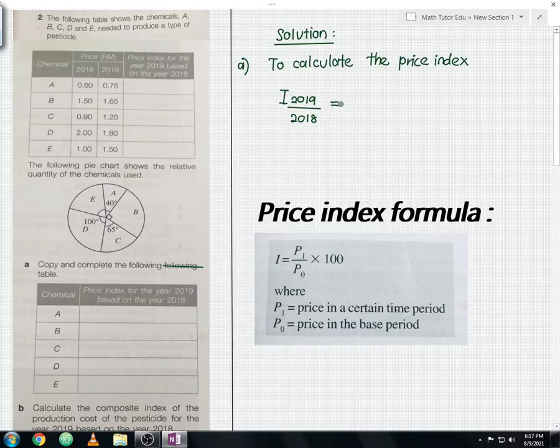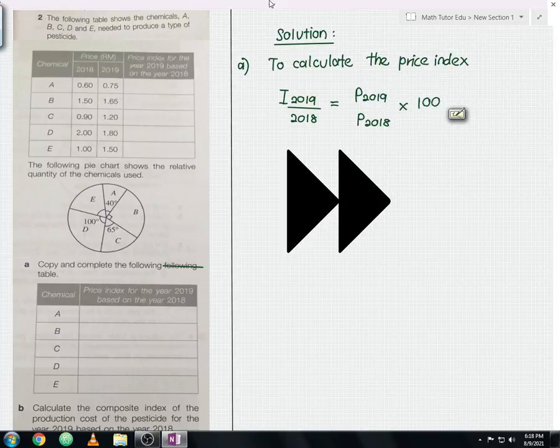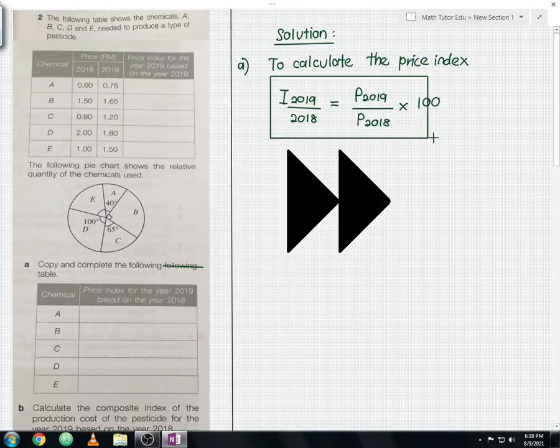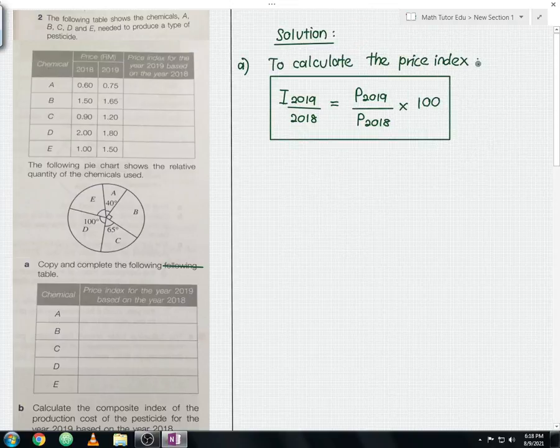It will be equal to the price of the year 2019 divided by the price of the year 2018, times 100. Let me underline the fraction and box the formula. So this is the formula that we're going to use to calculate the price index from chemical A up to chemical E. So let us begin our working with chemical A.